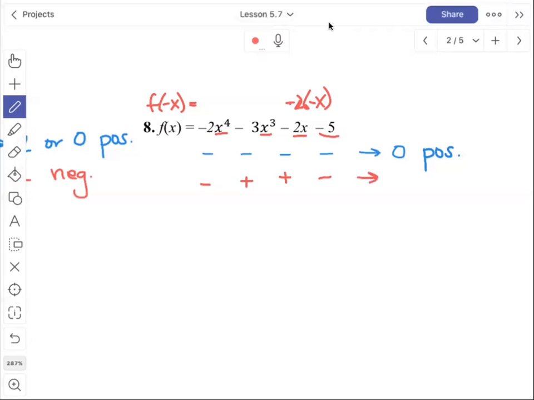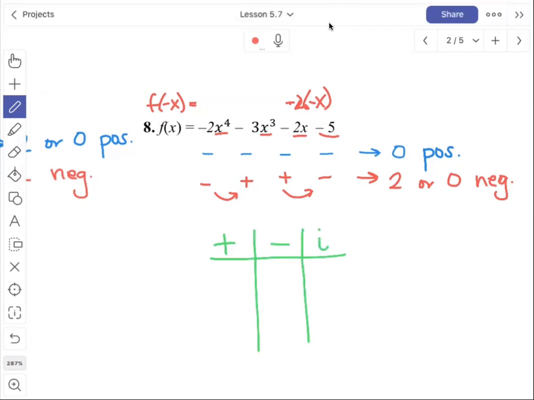All right, so Bowen, how many sign changes do you see? 2. Good. 1, 2. So that means I can have 2 exactly, or 0. Good. So 2 or 0 negatives. All right, so let's build the chart, Bowen. How many positives might I have? 0. How many negatives might I have? 2 or 0. Okay, so pick one of them.